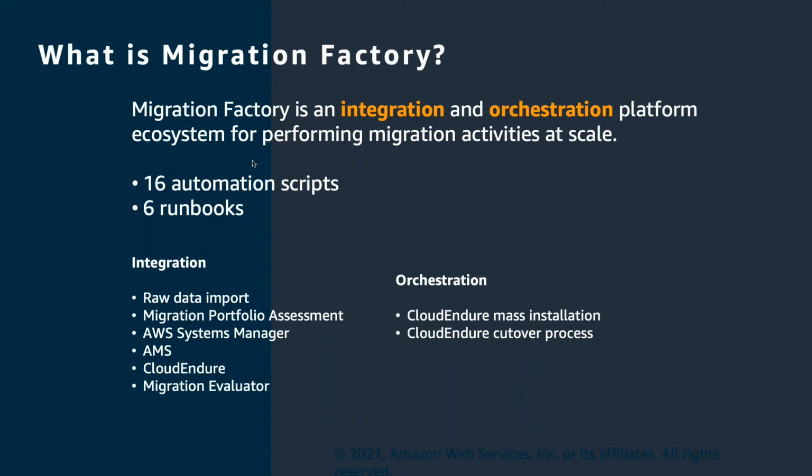So Migration Factory essentially is an integrated orchestration platform. Again, it has multiple custom-written automation scripts and runbooks, and this integrates with CloudEndure or MGN and gives it additional capabilities for migrating at large scale. So the rule of thumb is, if you're looking at migrating maybe 10 or 20 servers, use CloudEndure or MGN as a native service. But if you're looking at hundreds of servers and hundreds of applications, then having some kind of automated mechanism like Migration Factory is going to really help.